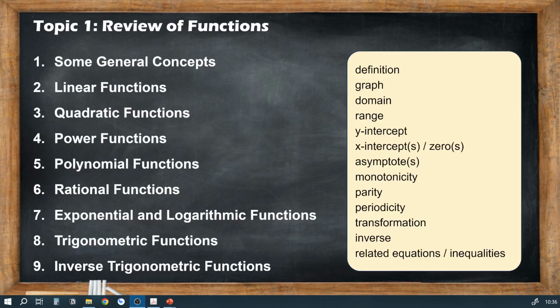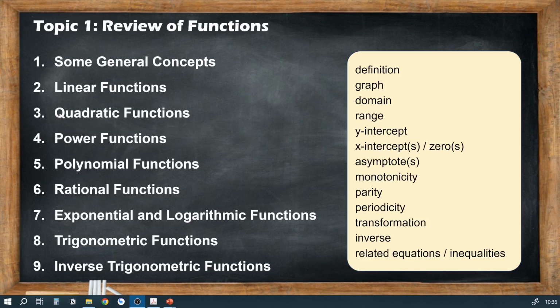Review of functions. So in this topic, we'll have a look at first some general concepts, and after that major types of functions, which include linear functions or lines in 2D space, quadratic functions, power functions, polynomial, rational, exponential, and logarithmic functions, and then trigonometric functions and inverse trigonometric functions. So for each of these functions, it's always better for you to know its definition and graph. A graph is the most important thing.